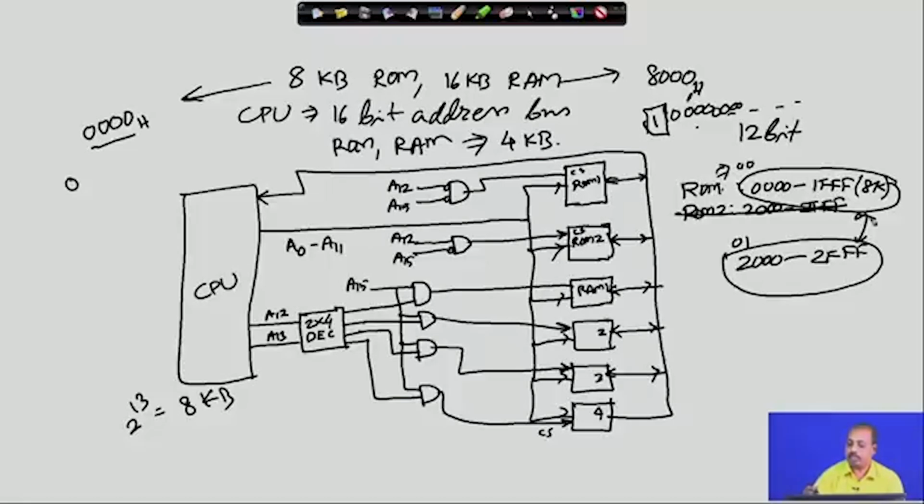Similarly, the two bits A13, A14 may be 1 0, and as a result you will again get the same address space repeated from 4000 to 5FFF, and when the 2 bits become 1 1, you get the space repeated from 6000 to 7FFF. How are you getting these numbers 2, 4, 6?